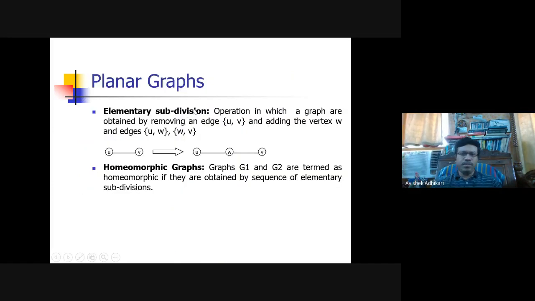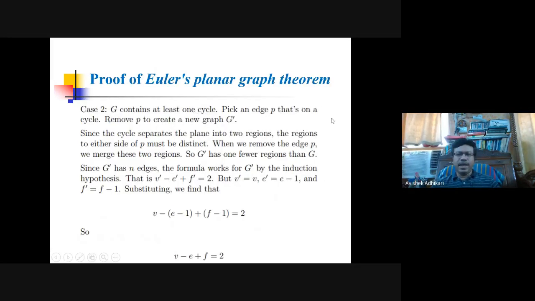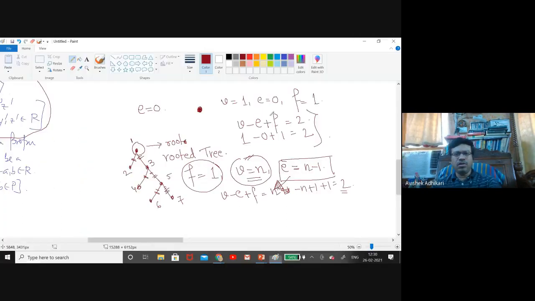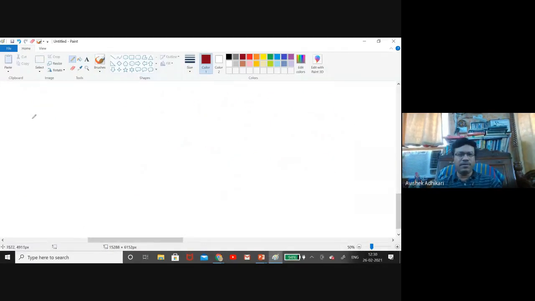So sorry, take any edge P that is on the cycle. Now we are considering case 2. That means you have a graph G and it has some cycle. So suppose it has some cycle within it.